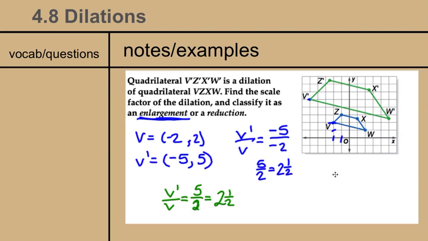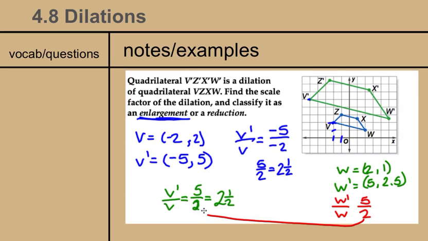Let's try W. It's not quite as easy, but the original W was over 2 up 1, and the image of W was over 5, up 2 and a half, we're assuming. So that's what makes this tough, is that we have to assume that's what happened. Let's take the images and compare them. I'm going to take the image of W and compare it to W. So I'll have 5 over 2. Well, wait, that's the same ratio as the other ones.